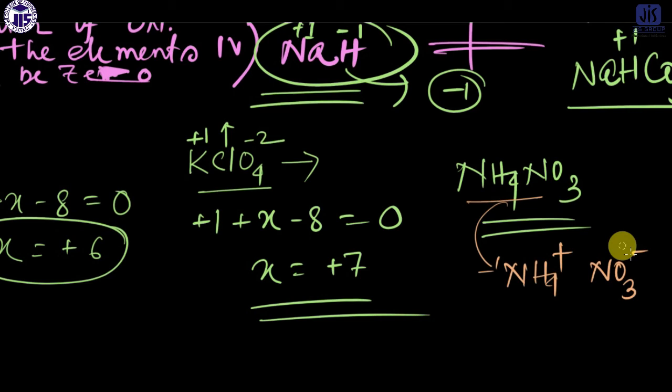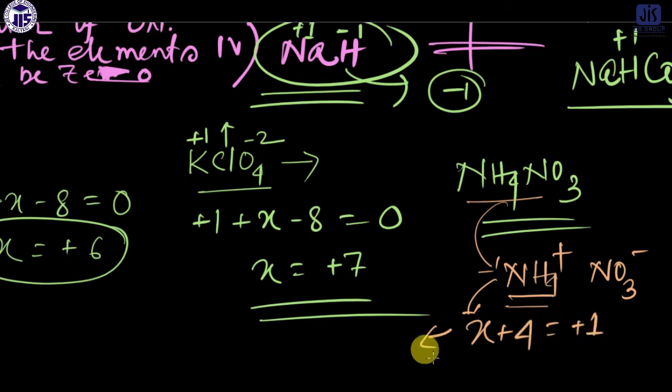Now, as I said, it is not a neutral compound, so obviously the sum here will be +1. For example, if we take the nitrogen as x and hydrogen as +1, then x + 4 equals +1, so x equals -3. That means nitrogen here will be -3, and in the same way you can determine the oxidation number of the other nitrogen also. So in this way we can calculate the oxidation number in NH4NO3.